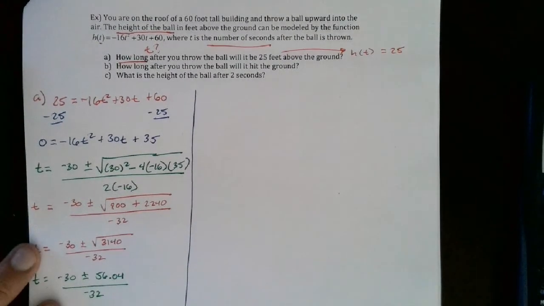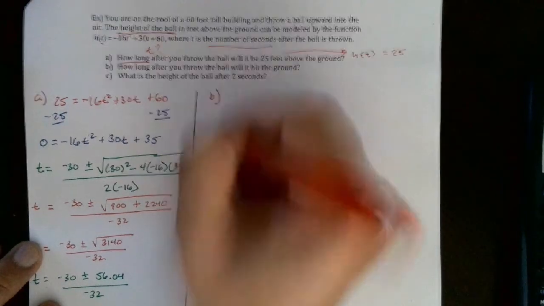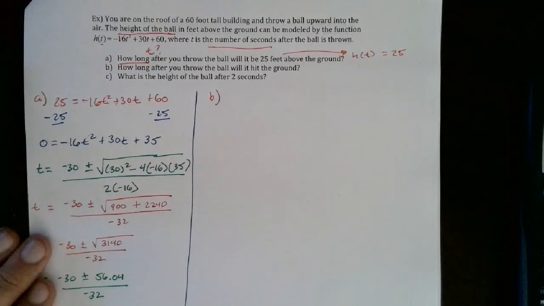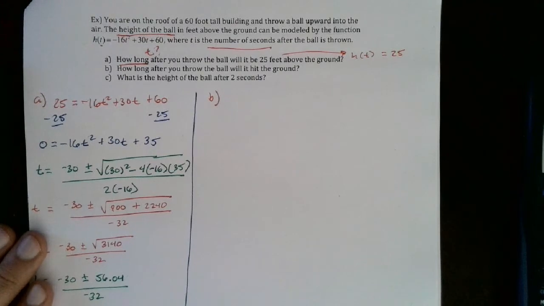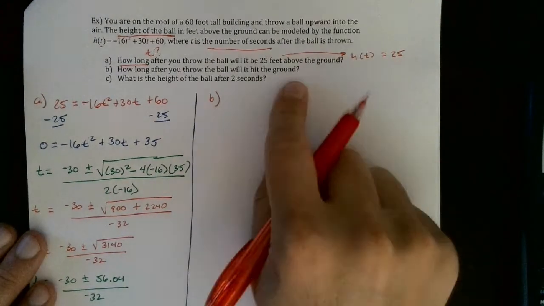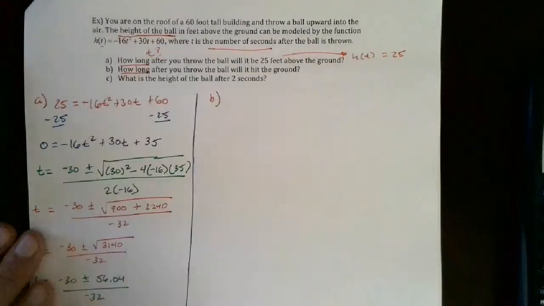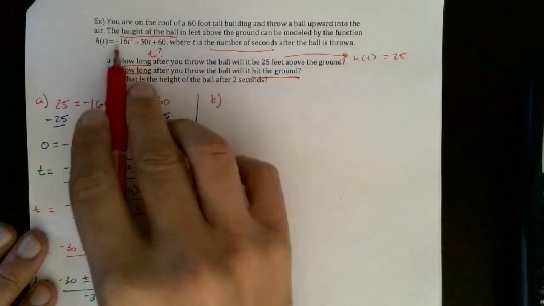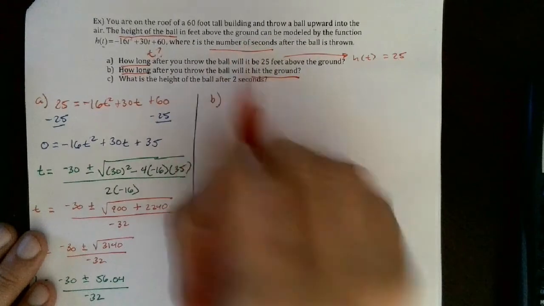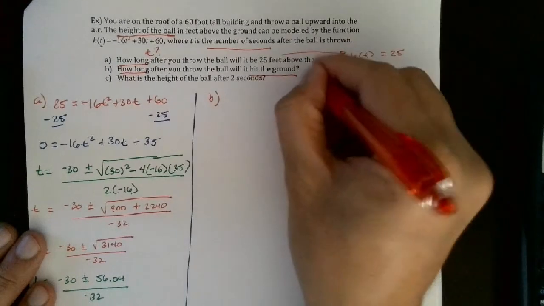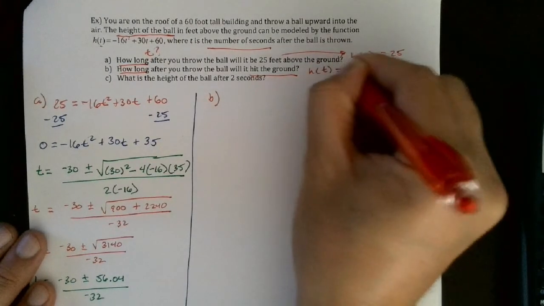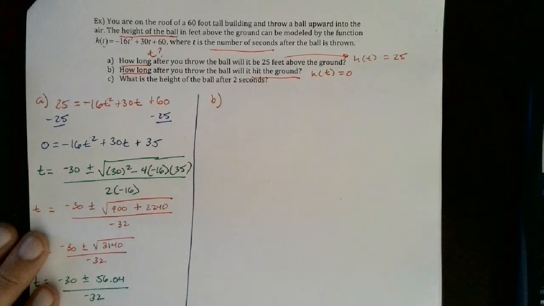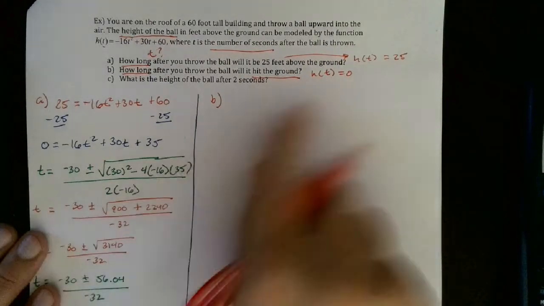So the next example, letter B, asks: how long after you throw the ball will it hit the ground? You're still trying to find the time. But when it hits the ground, what's the height? Well, h of t is the height of the ball in feet above the ground. So if it hits the ground, the height is 0. What it's really asking is, when does h of t equal 0?